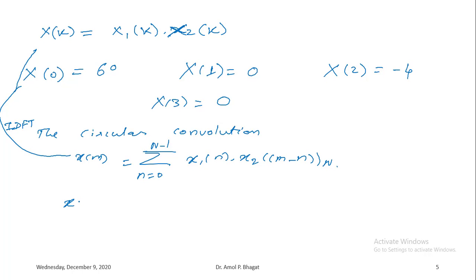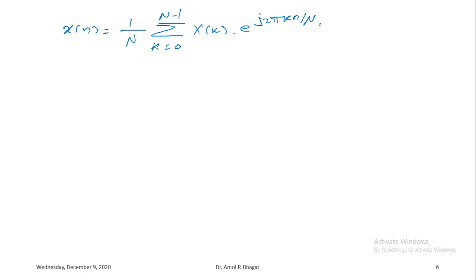So I will indicate this inverse DFT as x of n, and the formula for that, as per the IDFT formula, is 1 by N summation k equals 0 to N minus 1 of X of k into e to the power j2 pi k n by N. I'll just rewrite this inverse DFT formula: 1 by N summation k equals 0 to N minus 1, X of k into e to the power j2 pi k n by capital N. Correct?